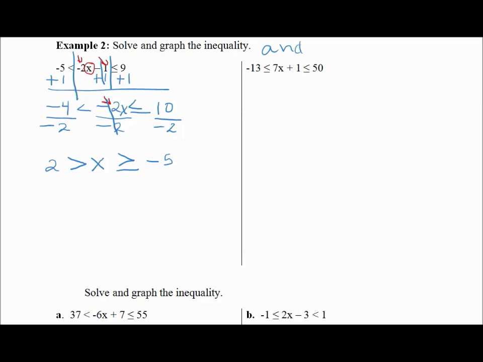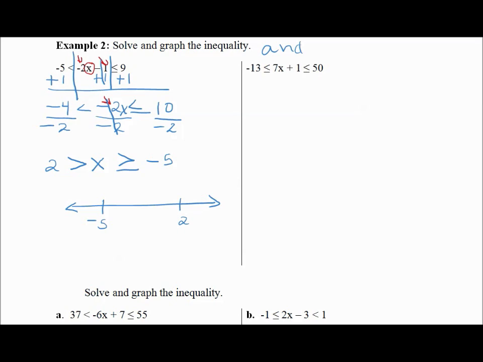So here's my solution in inequality form. I have x is greater than or equal to -5 and x is less than 2. So now I want to graph it. Now remember, you have to put the smaller number on the left. We're putting this on a number line, so your numbers do have to be in order. So -5 is smaller than 2. So I'll put my -5 and I'll put my 2.